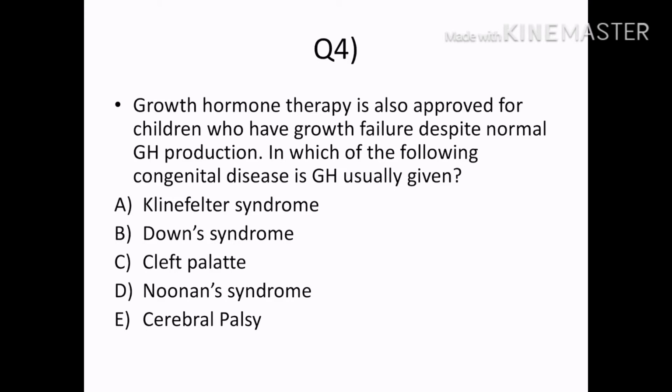This is especially evident in children with congenital diseases. In certain congenital diseases, growth hormone therapy is thus indicated to allow those children adequate growth. Out of these 5 options, the right answer over here is Noonan syndrome.